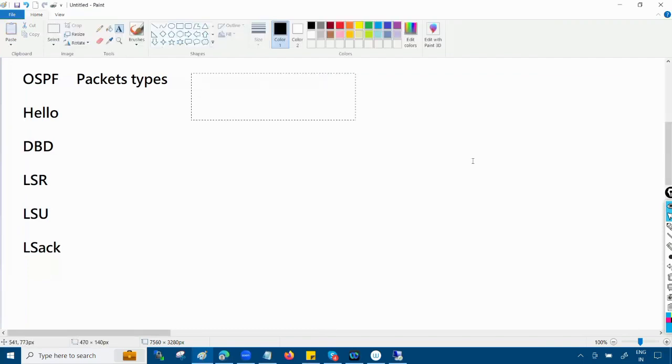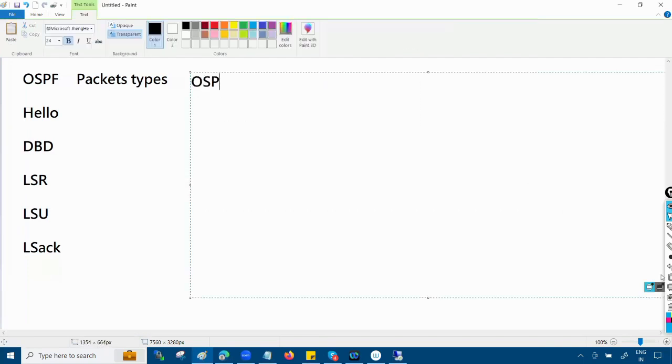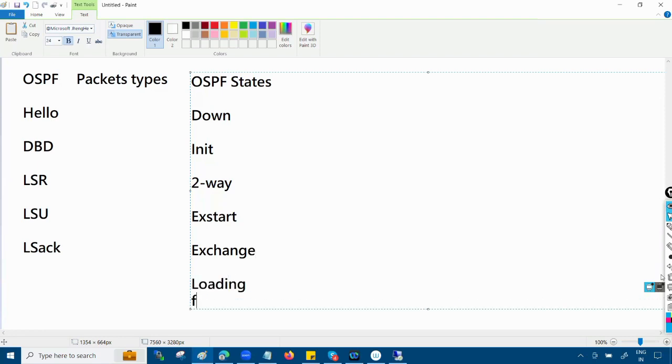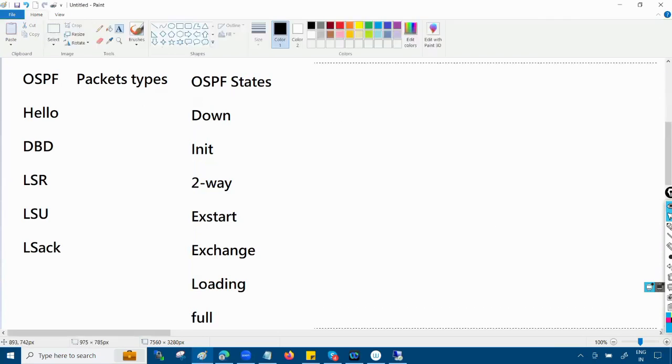If I talk about the OSPF states, if you guys remember, we have a down state. Attempt was also there, but it was used in the NBMA network. Right now we are not using the NBMA network, so ignore it. Init state, then we have a two-way state, then we have ExStart, then we have exchange, loading and full. Right?